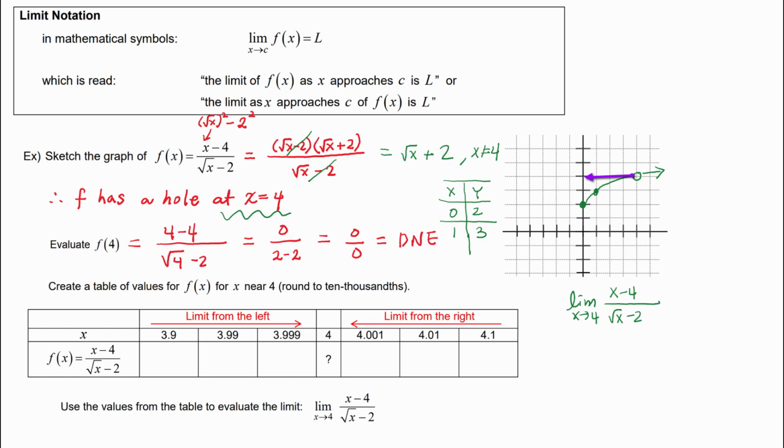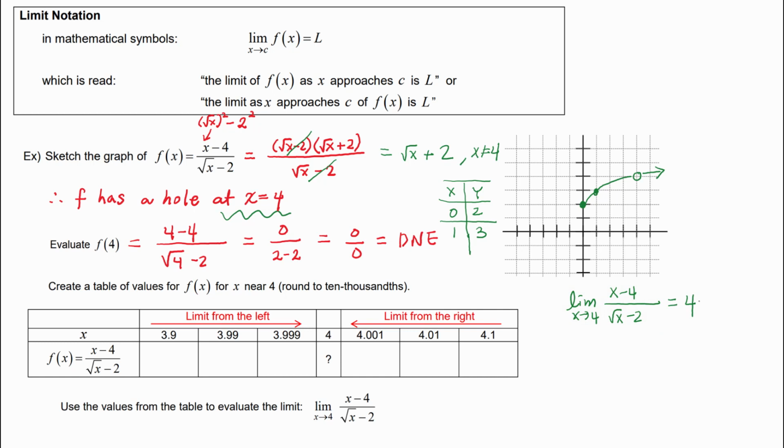Yes, that value would have been 4. Then from the right of 4, as x approaches 4 from the right, your function is also getting closer, closer, closer, closer to what value? Yes, 4 as well. So the limit as x approaches 4 of this function is equal to 4.